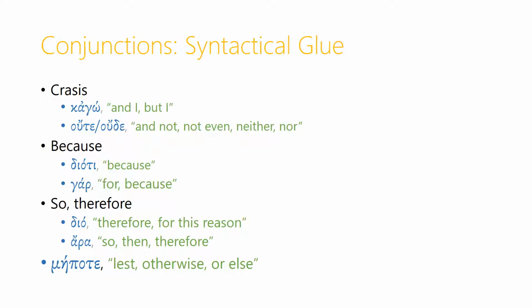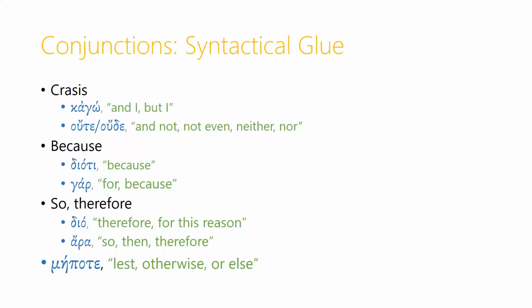Conjunctions. We have a couple of conjunctions that are formed through what's called crasis. This is where in Greek two words that are often paired together end up jammed right up against one another, and sometimes the end of one word gets lost and the beginning of the other word gets lost, or they combine. So kago is a crasis formation from kai ego. And once you remember that it's really kai ego, then it makes a lot of sense. Then it means and I, or but I.